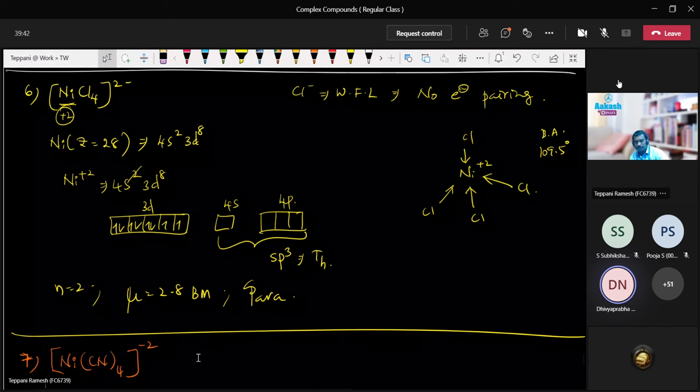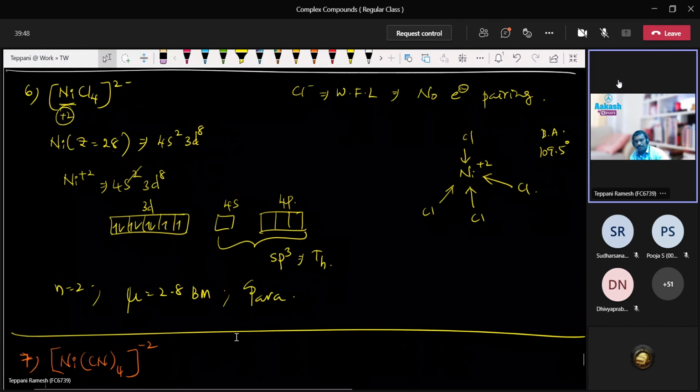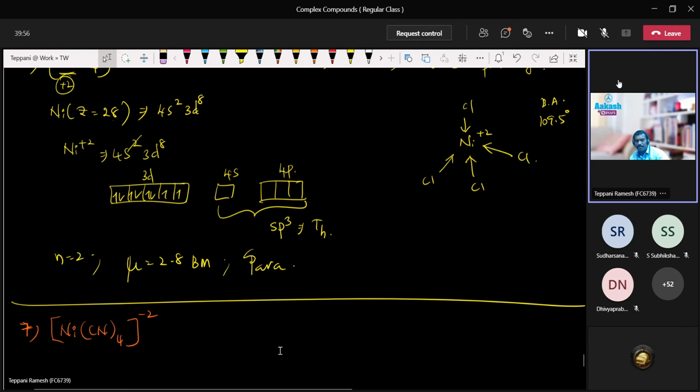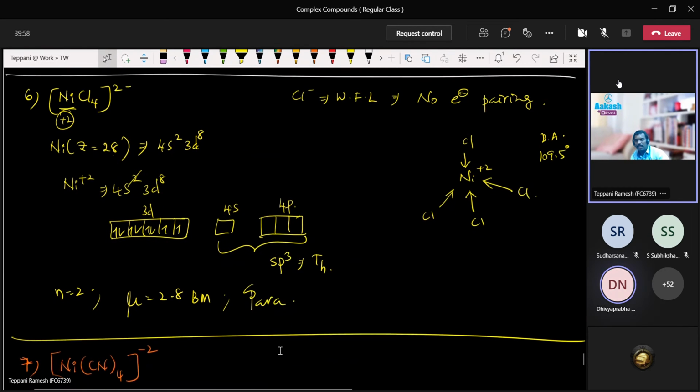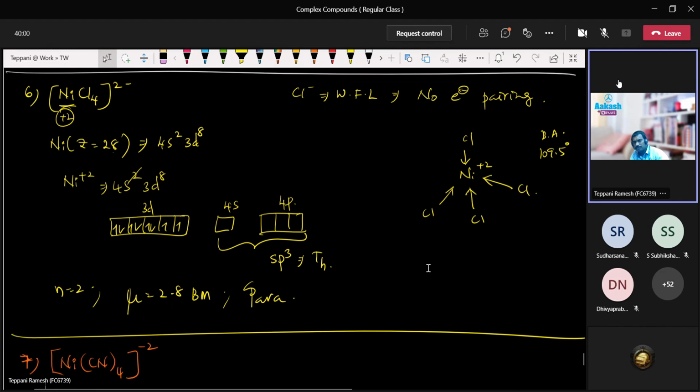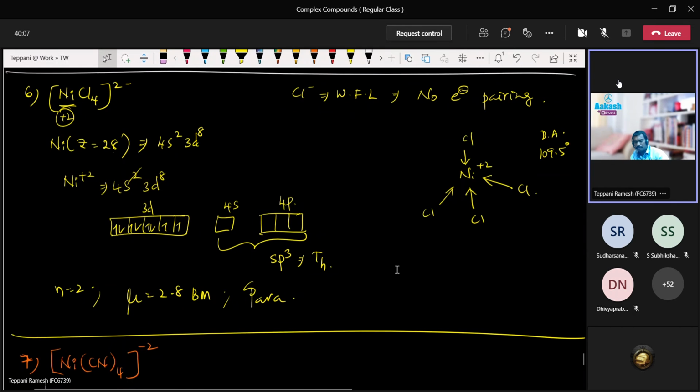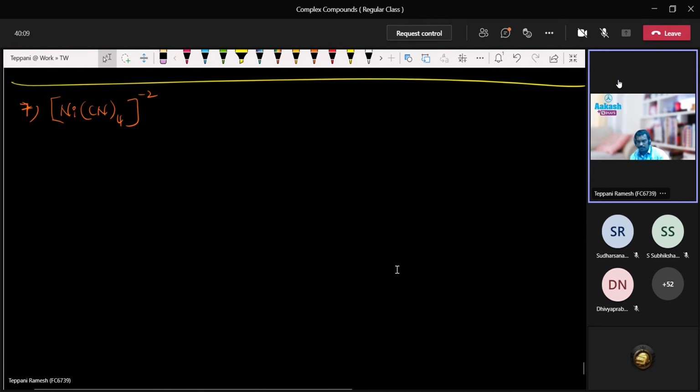dsp2, sir. dsp2, very good. Strong field, sir, correct. Pairing occurs, correct. Square planar structure. Have you completed writing, students? Yes, sir.